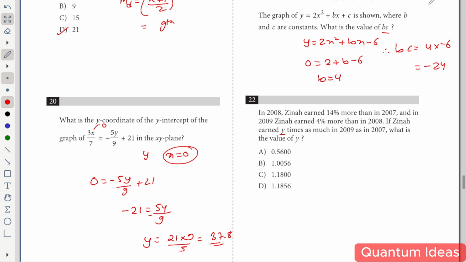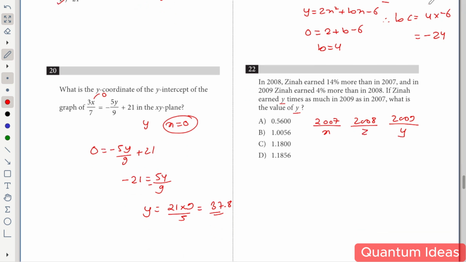Okay, quite confusing. Let me do it like this. In 2007, let's say, in 2008, and in 2009. Okay, let's write the 2007 earning as x, and the 2009 earning as y. Not y here, because there is y already. So what is the value of y? We have to find the earning in 2009. So let's write y, and let's write the 2008 earning as z. Okay, now let's use the conditions.